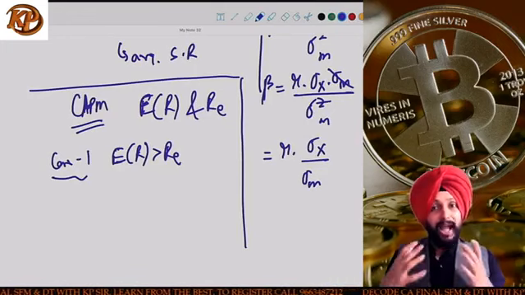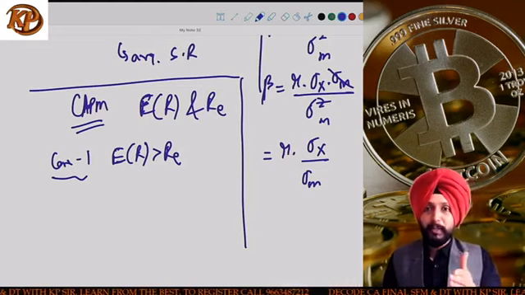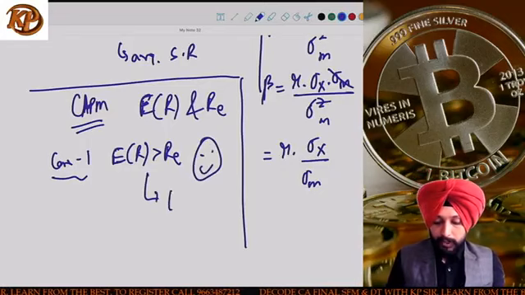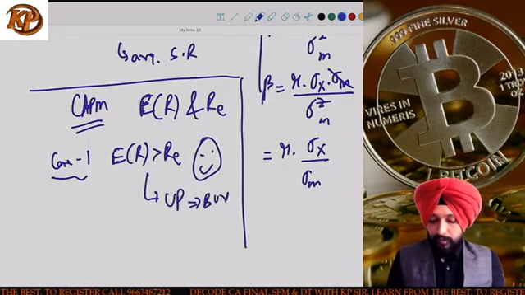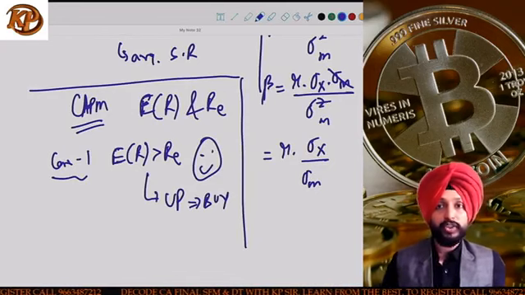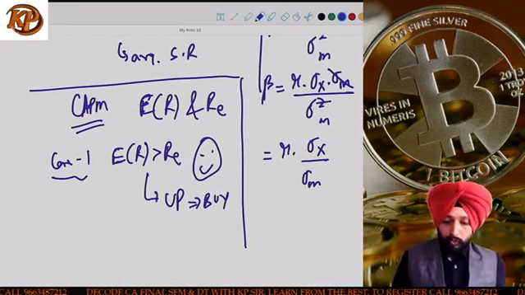RE is what I will be happy getting. ER is what I expect the stock will actually pay. If ER is greater than RE, I will be happy because the stock is paying me more than what I need. So for me, the stock is underpriced and we give a buy recommendation. We will be happy to buy such stocks which are going to give me a return more than what I want.